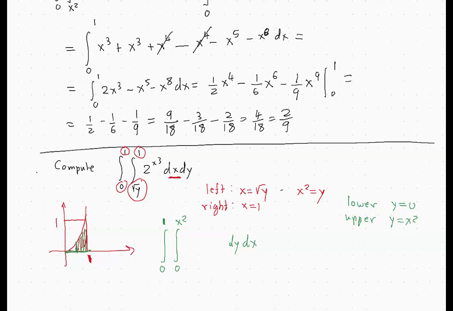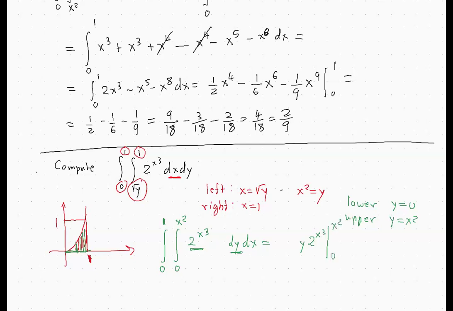So here you will have 2 to the x cubed, and you might actually ask what just changed here. And what changed is the fact that now you want to integrate with respect to y, and this is a constant. So the antiderivative is going to be y times 2 to the x cubed from 0 to x squared, and the whole integral from 0 to 1 dx.